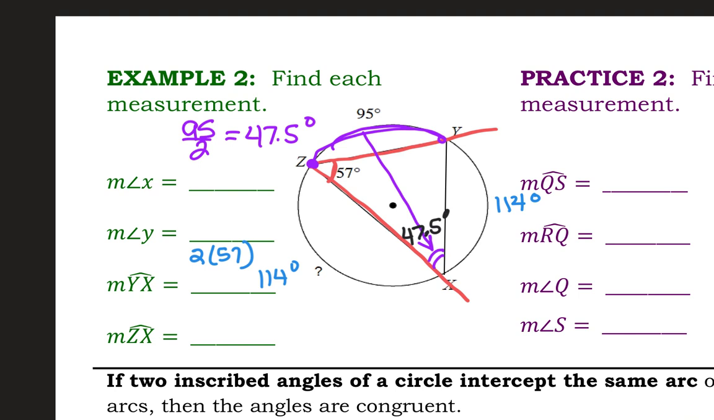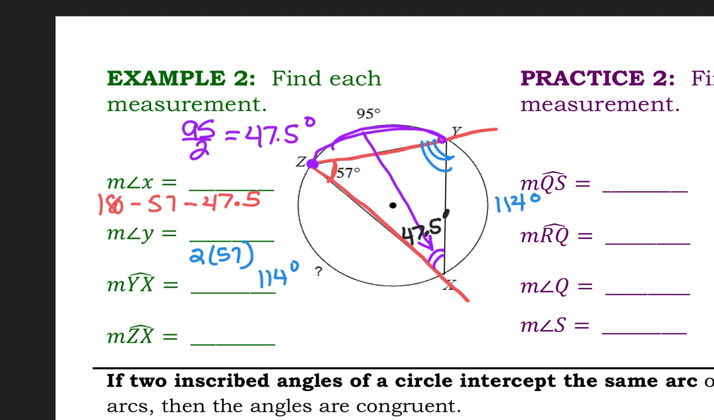What type of shape is inside the circle? A triangle. How many degrees does a triangle add up to? 180. Good. So to find angle Y, this last angle right here, I'll mark it in blue. To find this last angle, we're going to take the 2 angles inside and subtract them from 180. So to get angle Y, I'm going to do 180, take away 57, take away 47.5. That's going to give me my angle.